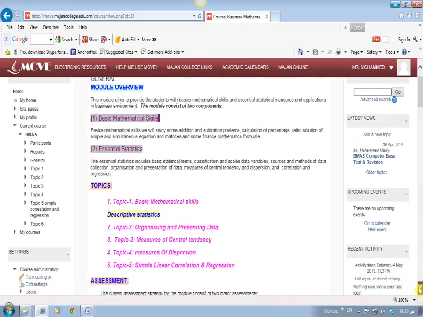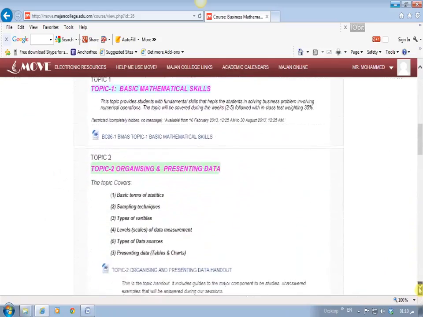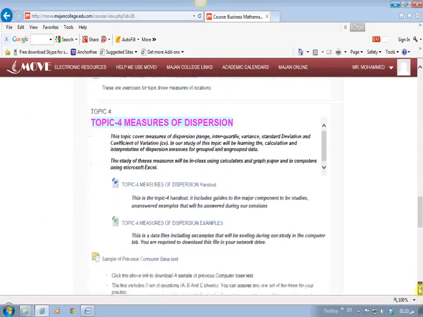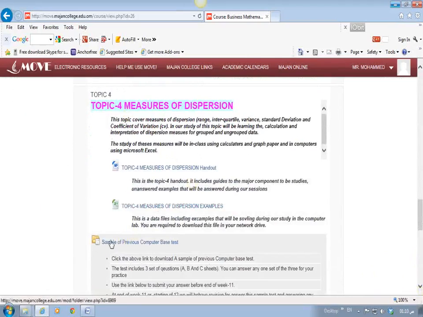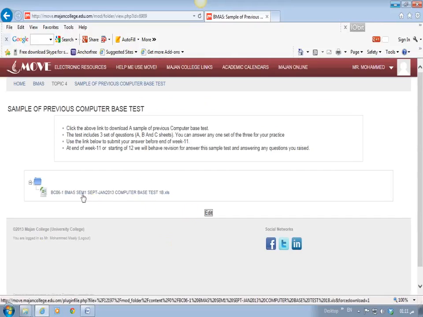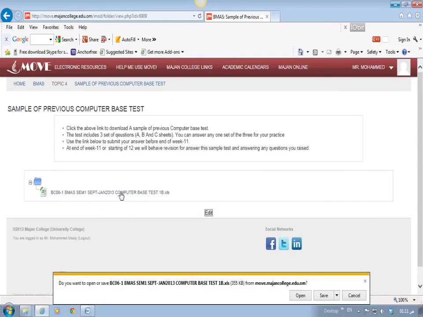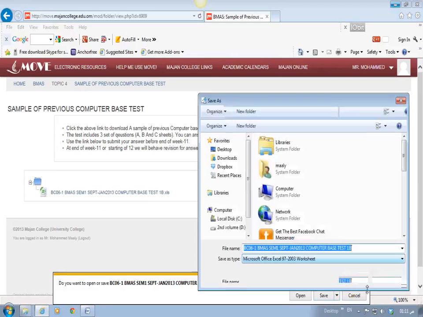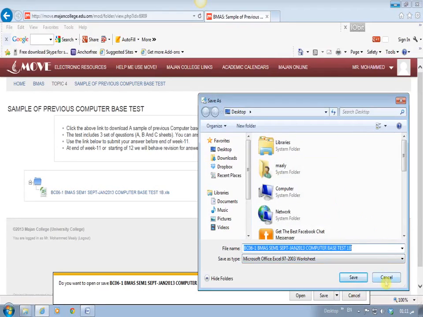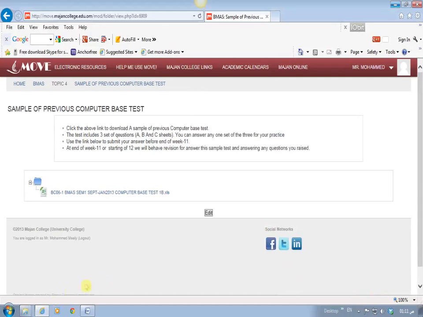Scroll down until you see topic number 4 in BMAS. Topic number 4. Then here, sample of previous computer-based test. Click. This is a file, an Excel file. Click to download. Here click Save As in order to save it in the location you want, and then open the file from that location. I had already saved the file, so no need for saving it.